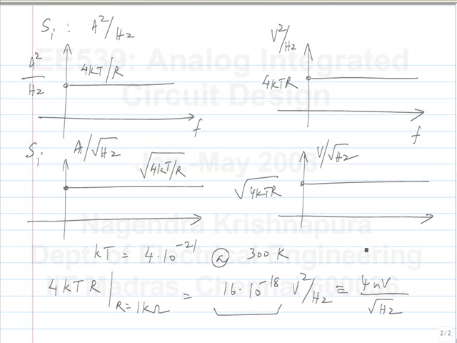So also it means that if you pass the noise of a 1 kilo ohm resistor through a brick wall filter of 1 megahertz bandwidth, what is the noise? What is the RMS value of noise?